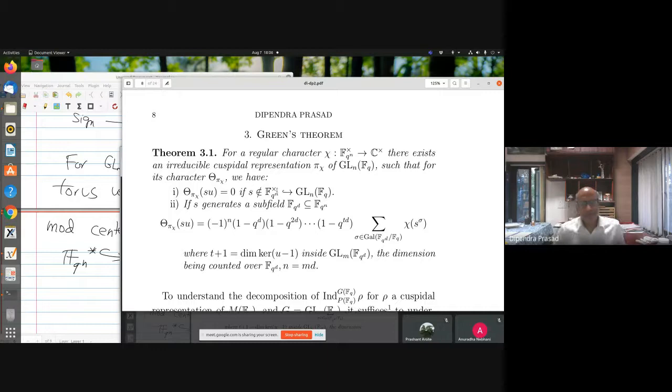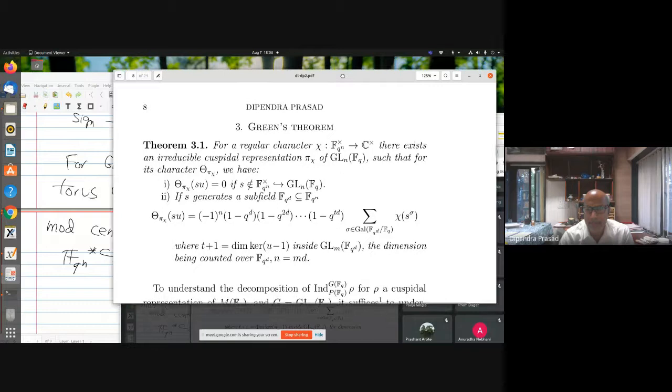So somehow this part of the character, the summation of chi(s^sigma), these are elements inside the torus which get conjugated to each other. And then there is this factor, which is somehow the mysterious factor, which we don't fully understand how to define in more generality. This factor can be defined more or less in the same way in all cases, but this function would be the tricky one.